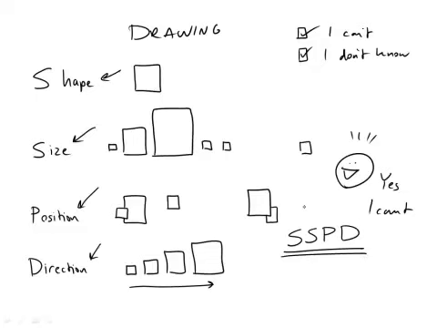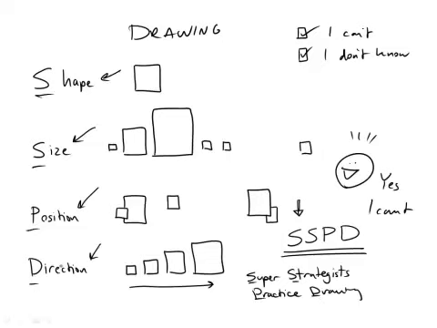Now, there's even a little mnemonic to help us remember these 4 letters. Super strategists. We are great strategists. Practice drawing. Super strategists practice drawing. S, S, P, D. Can I draw shape? Can I draw size? Can I draw position? Can I draw direction? Yes, I can draw anything.